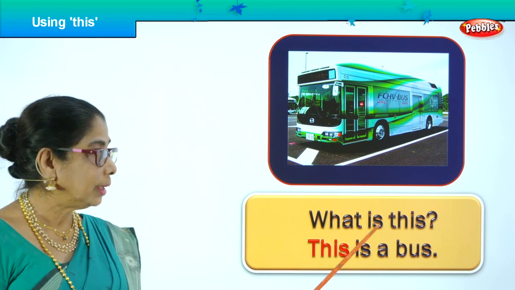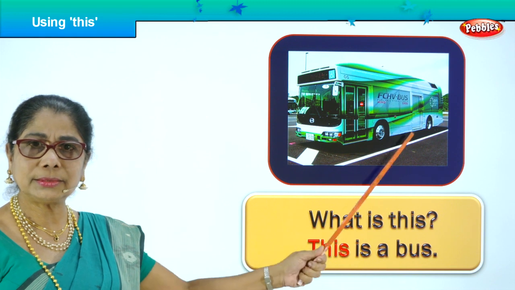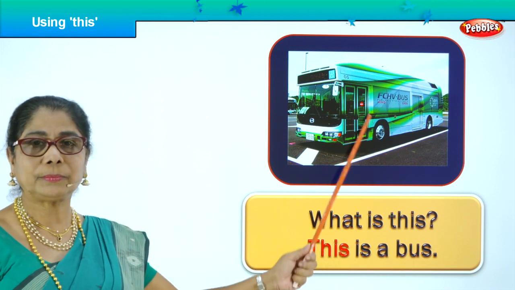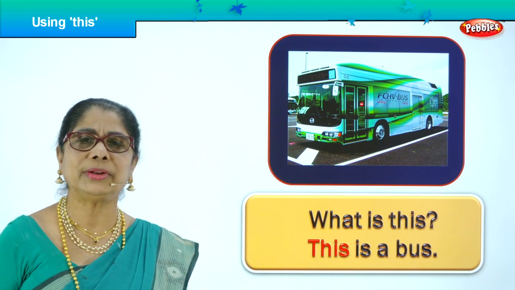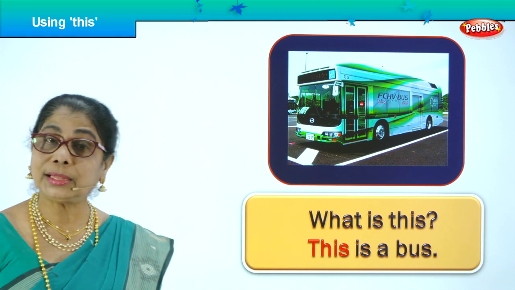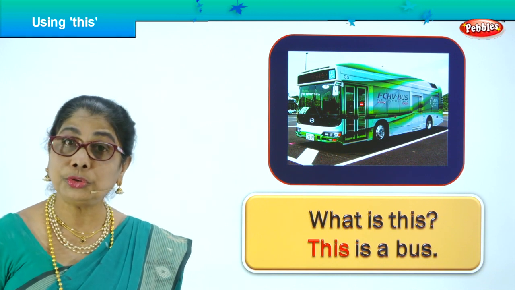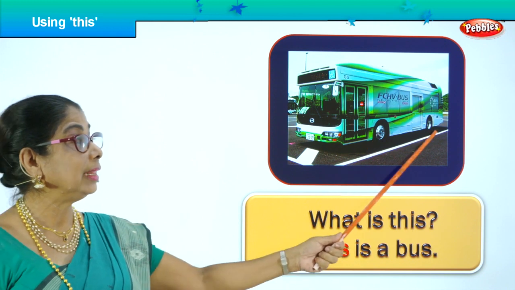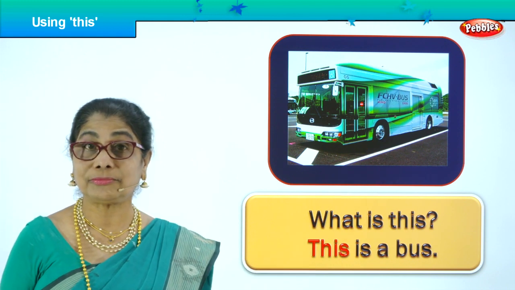What is this? This is a bus. Where do you see the bus, children? If you go to the main road, you see a bus. Where does the bus go? It goes on the road. Have you noticed the wheels? Front and the back, it's got 4 wheels.